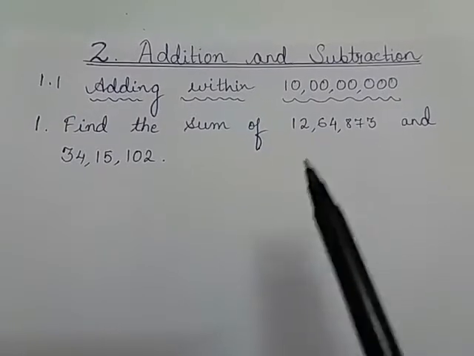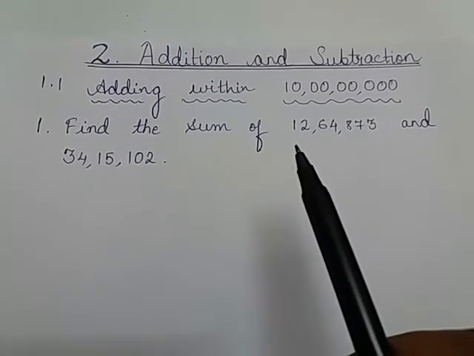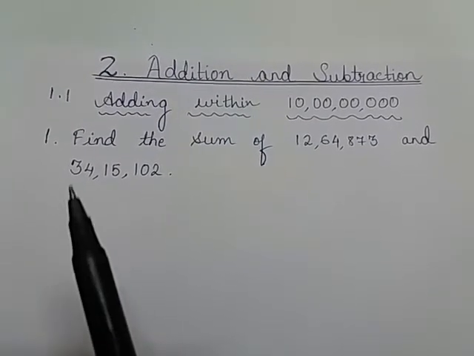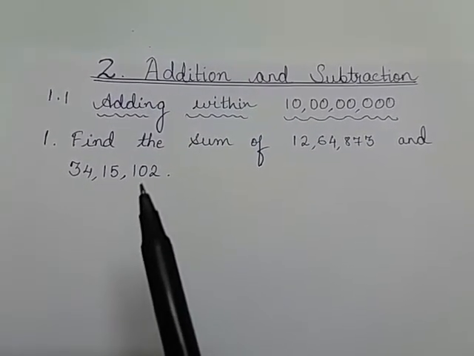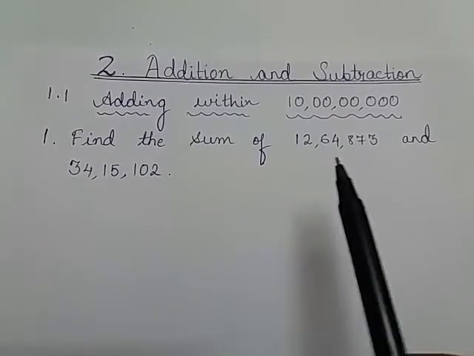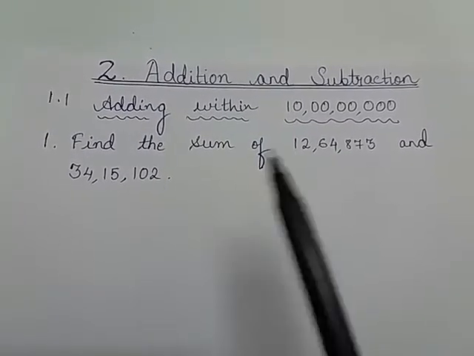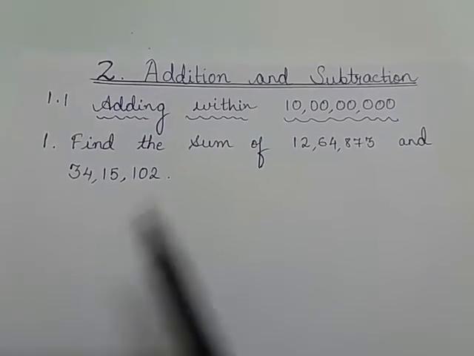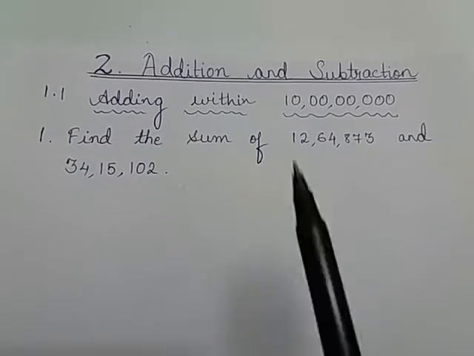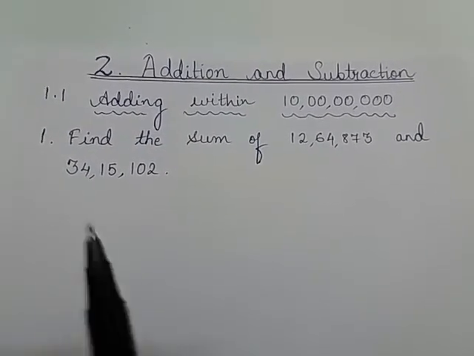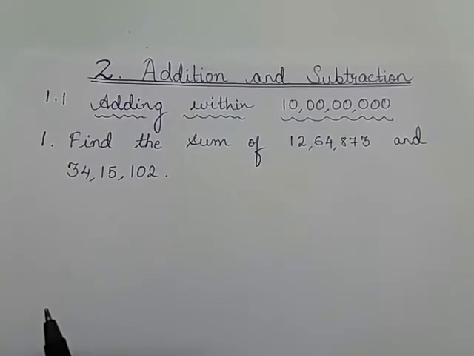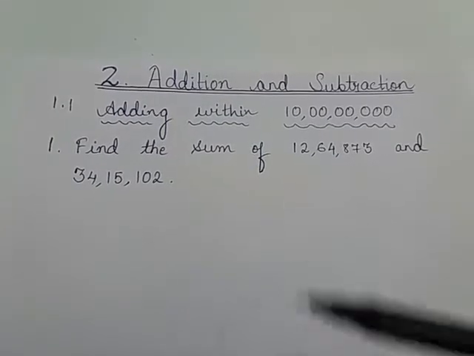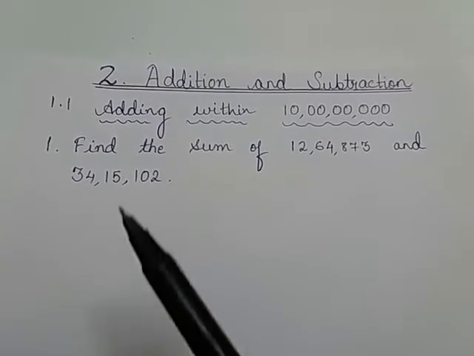Here is our first question. Find the sum of 12,64,873 and 34,15,102. So these are basically 7-digit numbers. Here we have to find their sum. Now in order to solve these questions, first of all we will draw a place value chart and then we will arrange these numbers in that chart, that is in a vertical column, and then we will start adding.